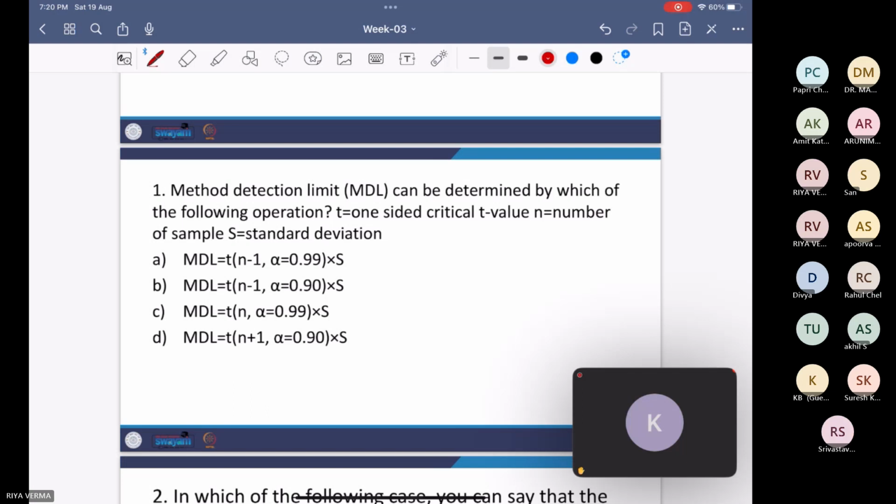Remember, the confidence interval was 99%. N minus 1 was degree of freedom and S was standard deviation. So MDL is equal to the student's T value, T for N minus 1 degree of freedom and 99% confidence interval, multiplied by the standard deviation, right? Okay.